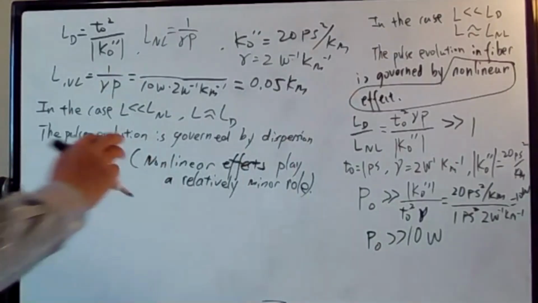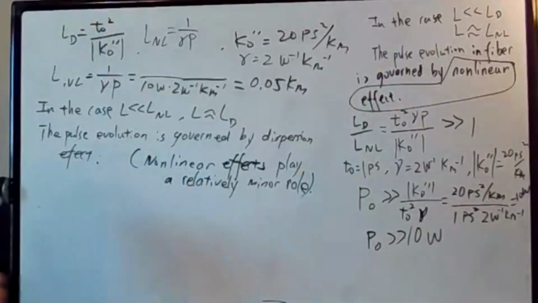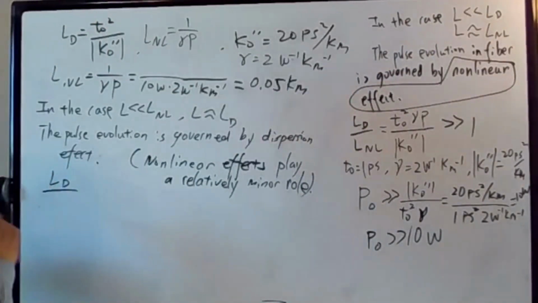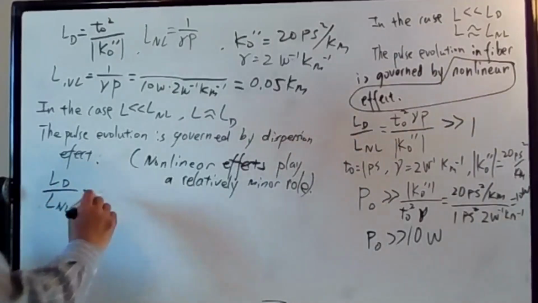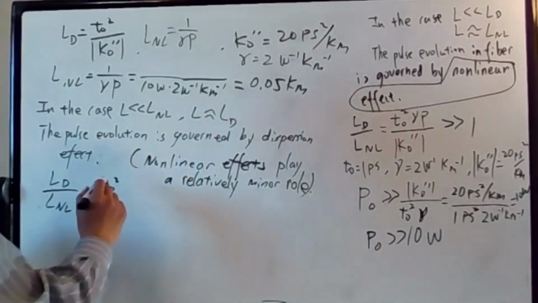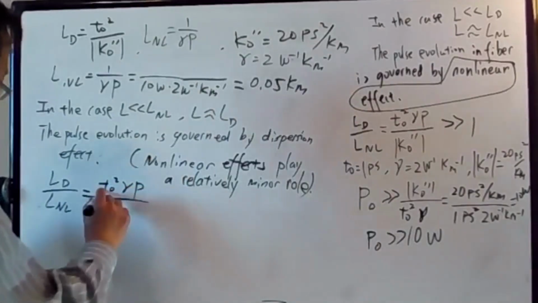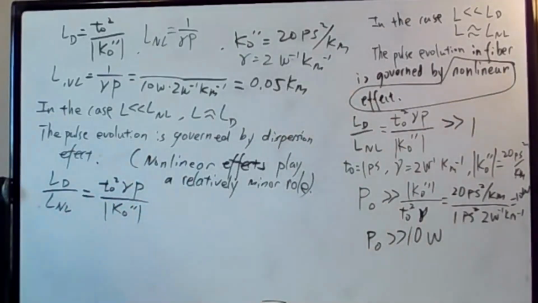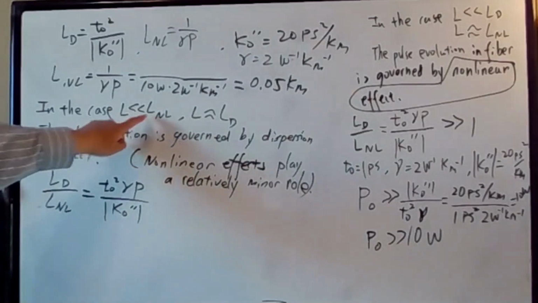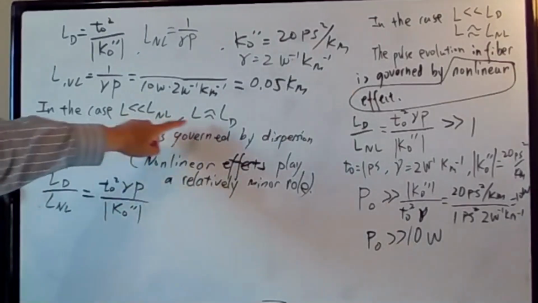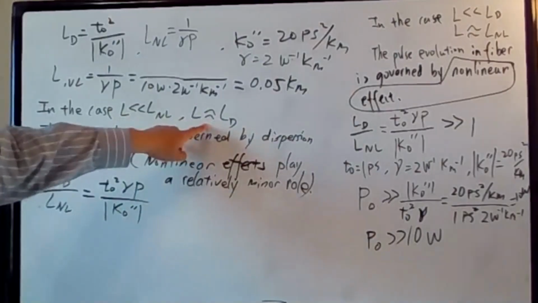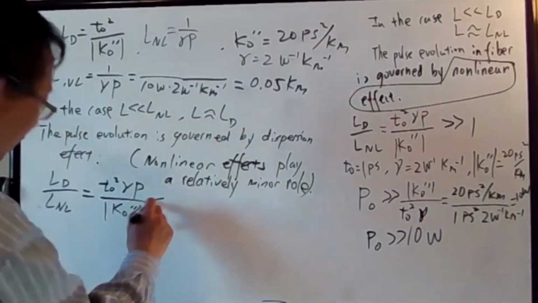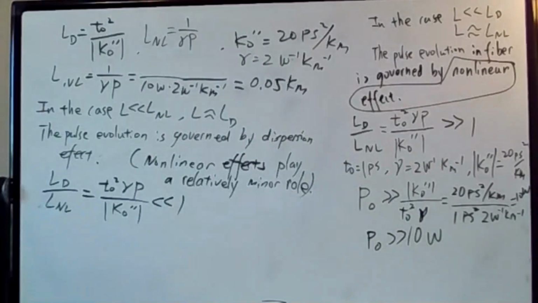Okay, so it's the flipped side, right? In this case, L_D over L_NL, which is still the same, T naught square times gamma P over the absolute value of K naught double prime. This time, L_NL is way larger than L, and L_D is approximately equal to L. So this time we will have a ratio way less than 1.